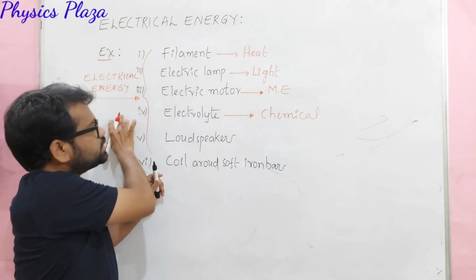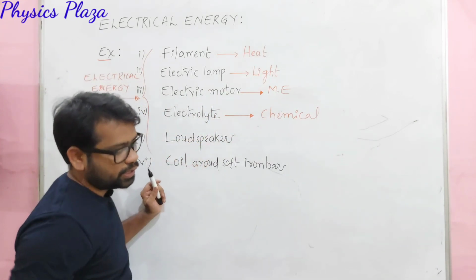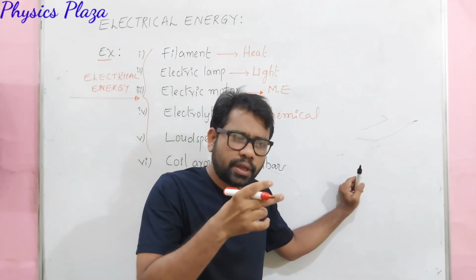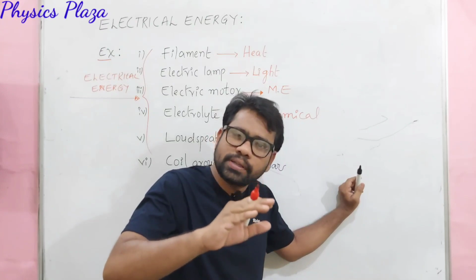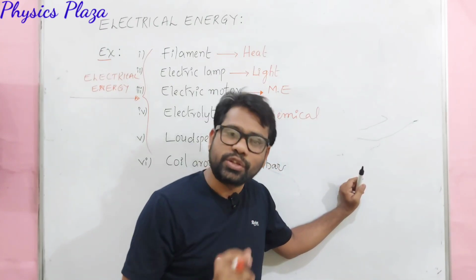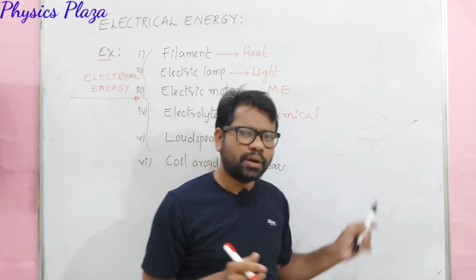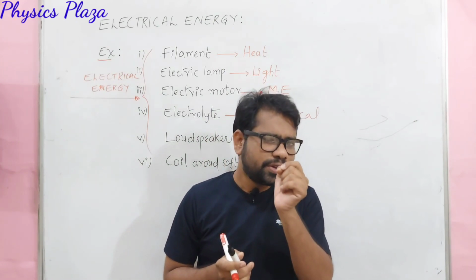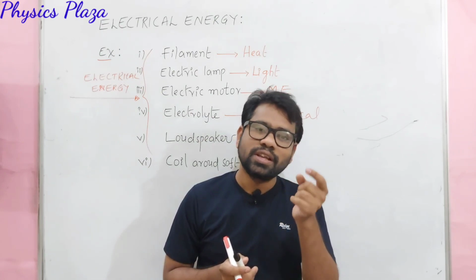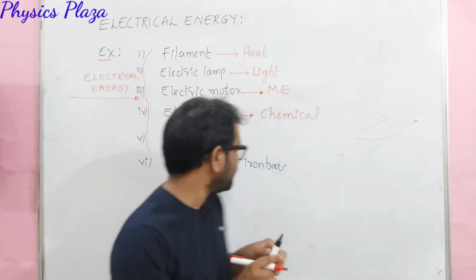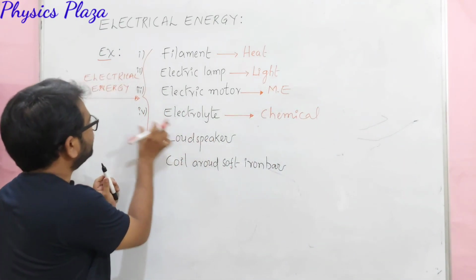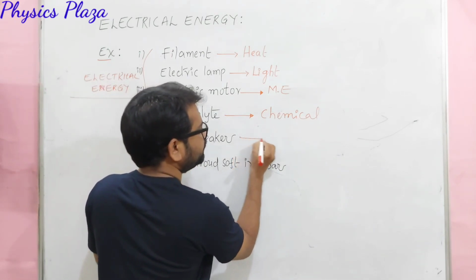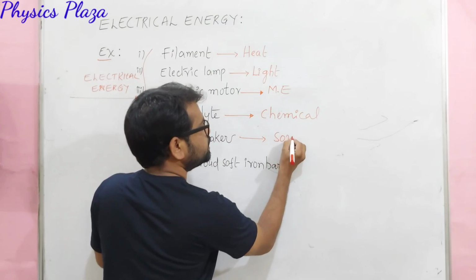When electrical energy passes through a loudspeaker, dear children, what happens? The loudspeaker converts electrical pulses into sound energy. Children, do you remember the microphone is quite opposite? The microphone converts sound energy into electrical energy. But here, when electrical energy passes through the loudspeaker, it gets converted into sound energy.